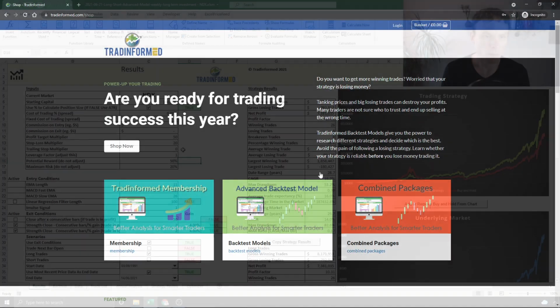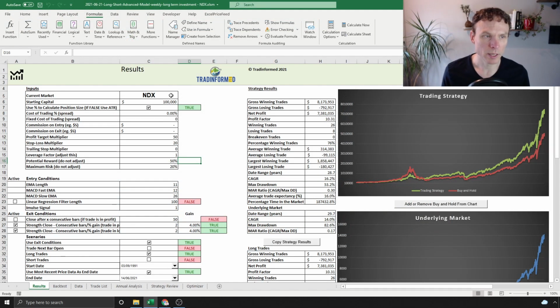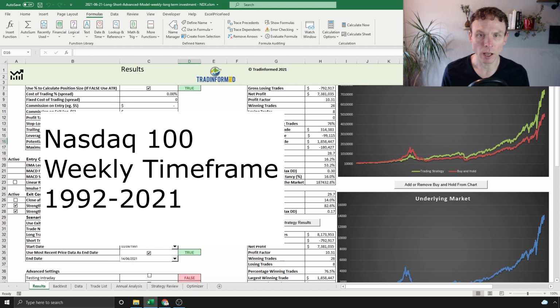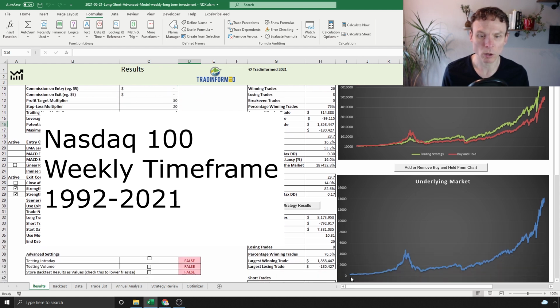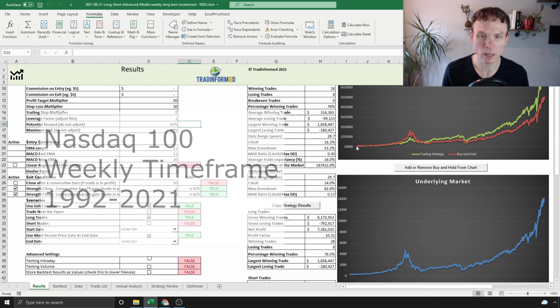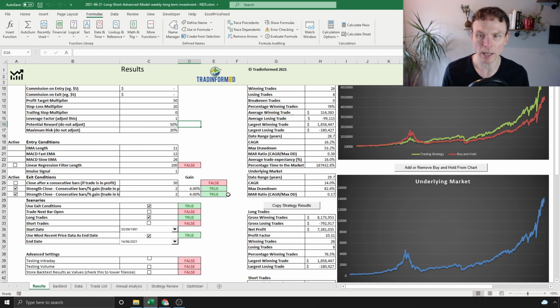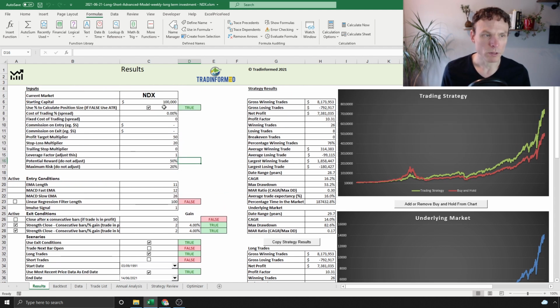So let's look at some of the assumptions here. I'm testing the Nasdaq 100, and I'm using a long time period, back to the early 90s. 1992 is when we started the analysis. Now I'm using a percentage-based profit target and stop loss. I'm showing you at the moment a 50% profit target with a 20% stop loss.